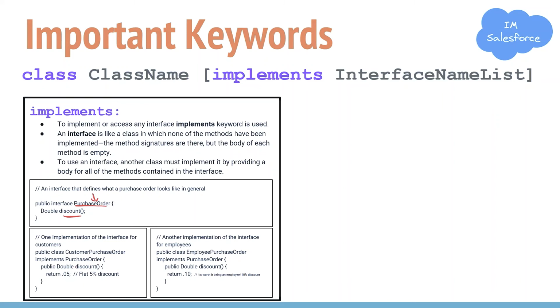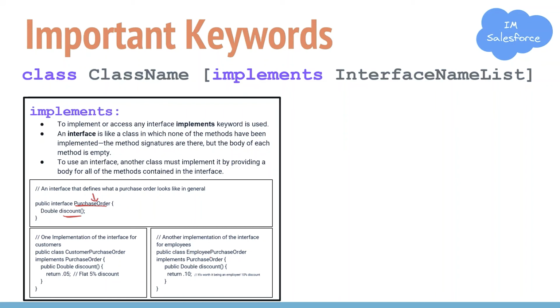So public double discount, the return will be 0.05, so a flat 5% discount on the purchase orders for customers. Another is for employees. What will be the discount for employees? Public class EmployeePurchaseOrder implements PurchaseOrder. Public double discount returns 0.10, a straight 10% discount for employees.